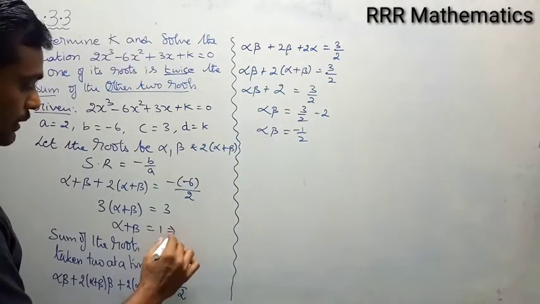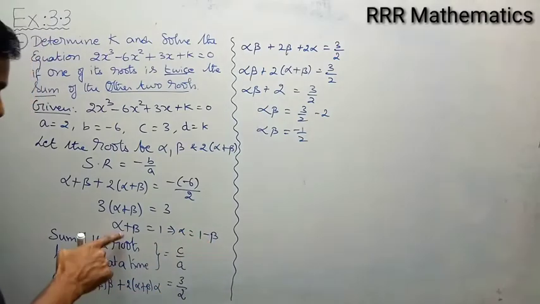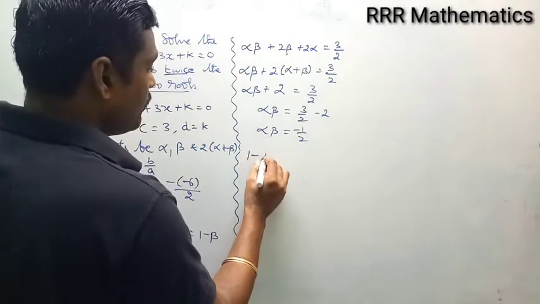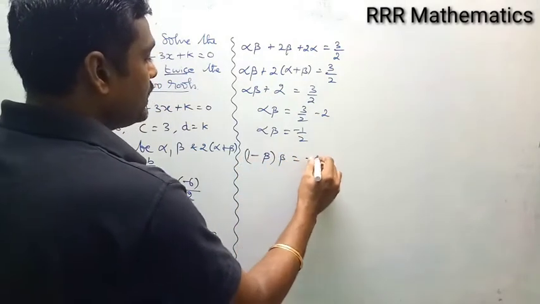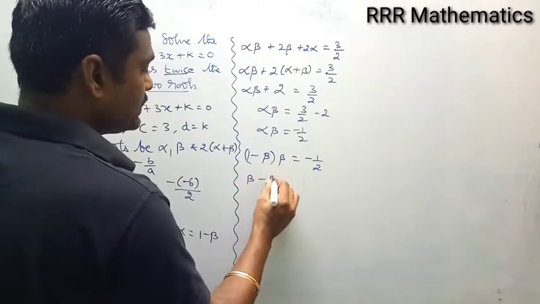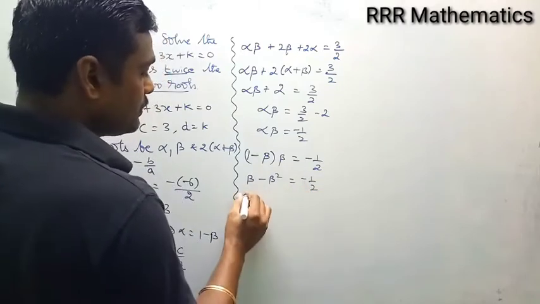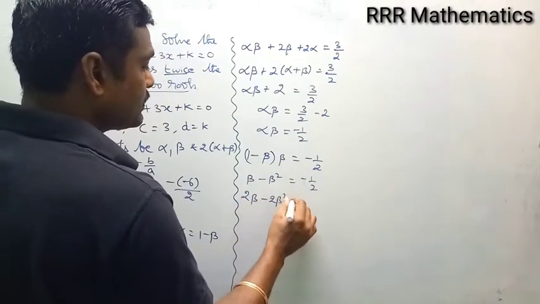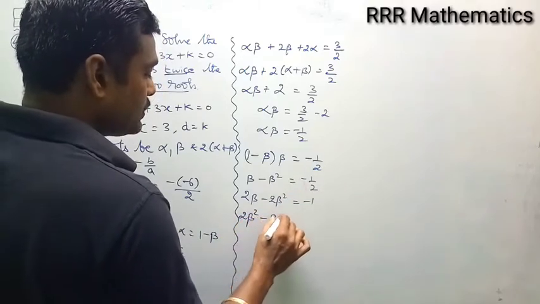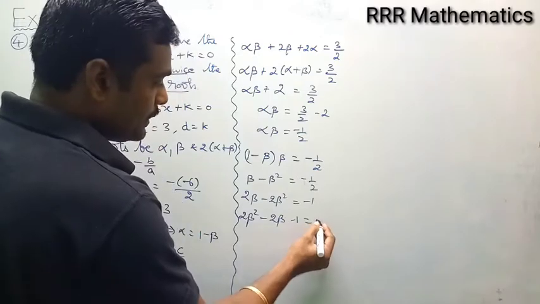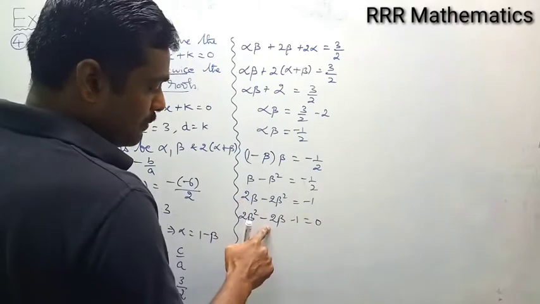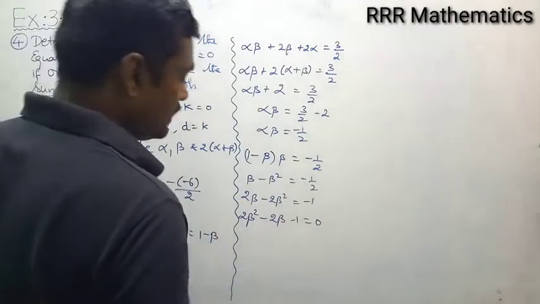From this one, what is alpha? Alpha equal to 1 minus beta. Substitute here. 1 minus beta into beta equal to minus half. Multiply. Beta into 1 is beta, minus beta square, equal to minus half. Cross multiply. 2 beta minus 2 beta square equal to minus 1. When it comes to the right hand side, 2 beta square minus 2 beta minus 1 equal to 0.